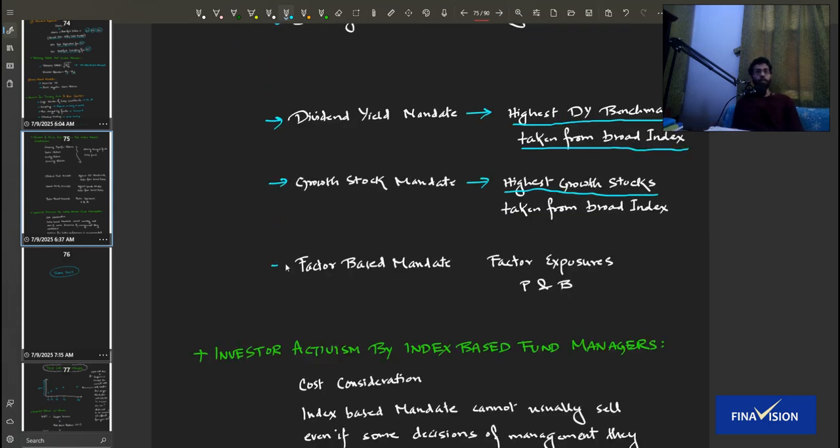There also can be factor based mandates. In that case, the factor exposures of the constituents of an index are taken, and based on the intensity of the factor exposures, the benchmark is created and the portfolio is compared to that. So this is how risk and return attribution in an overall way is done.